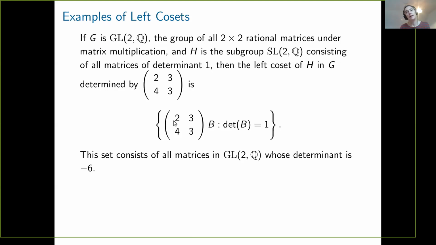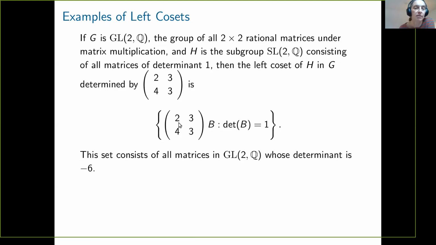That's one remark. The second remark is that we can observe that for any other example of a matrix in GL2Q whose determinant was -6, if we did the same trick for that one, we would get the same coset as the result. So all matrices with the same determinant give us the same left coset in this particular example. In this case, the one that we chose to be our representative has determinant -6, and the coset is the set of all matrices whose determinant is -6 in GL2Q.